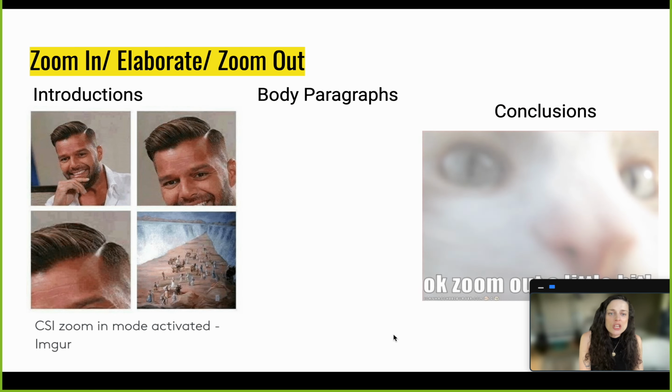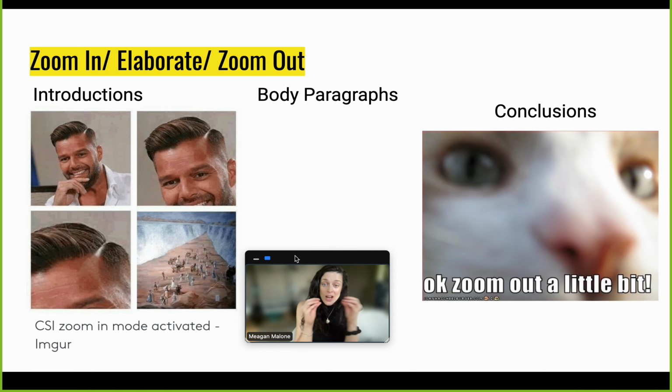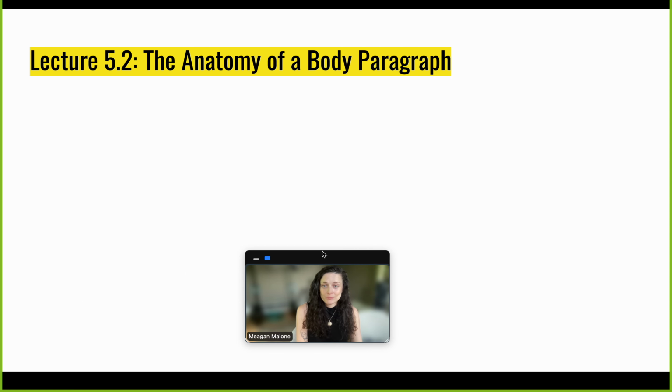And then your conclusion says, well, now that I've kind of supported this point, let's see, how does this affect a larger thing? How does this affect your life? What's important? What's the biggest deal about this? And that's when you zoom out.